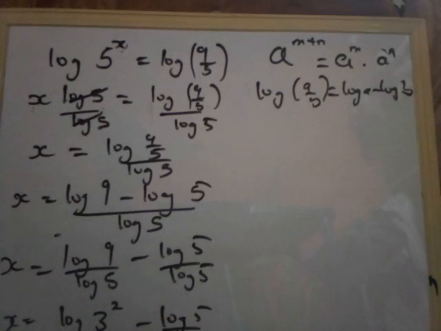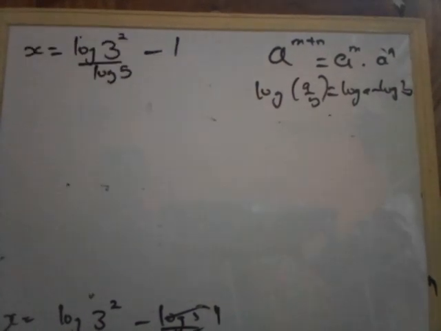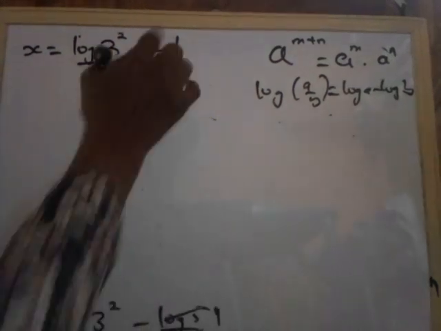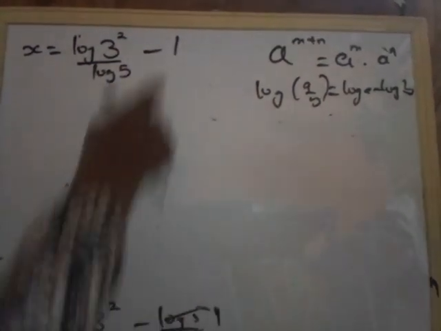Sorry, I'm supposed to cancel this log 5. This cancels this. Do we understand? So we have 1 here. Okay, guys. So we cancel log 5 divided by log 5, and it gives us 1.